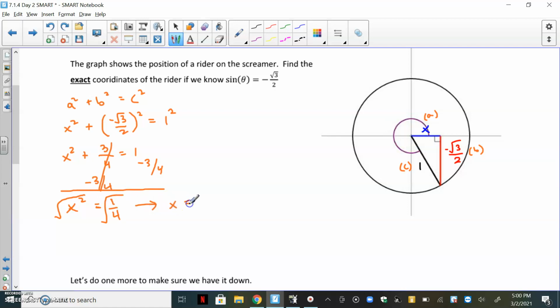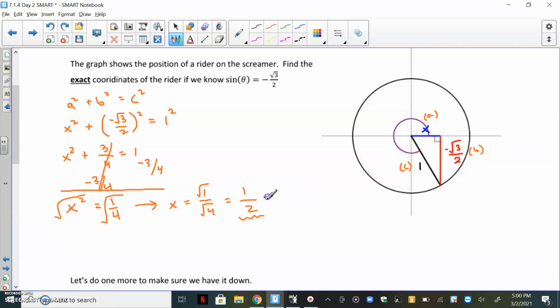So that tells me that my answer for that is the square root of 1/4. Just like squaring fractions, if you want to square root fractions, you can do it to the top, do it to the bottom. So it's kind of like this. Square root of 1 is just 1, square root of 4 is 2. So this is my answer for x.